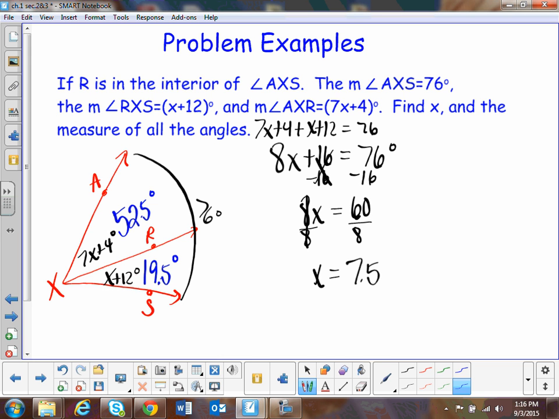Nope, I did that wrong. Erase that. Five. Okay, so then you have to measure all these.